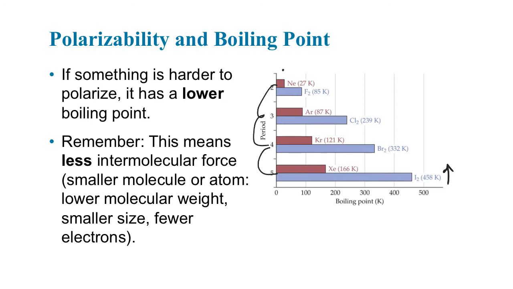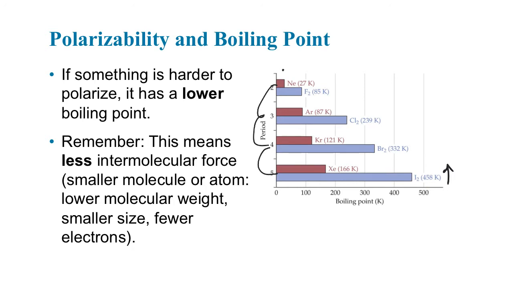So that means less intermolecular force. And so a smaller molecule or atom, with a lower molecular weight or smaller, more compact size with fewer electrons, has a lower boiling point. And obviously the opposite is true. If you have a greater polarizability, leading to a greater boiling point due to a greater intermolecular force, for a bigger molecule, bigger molecular weight, bigger size.